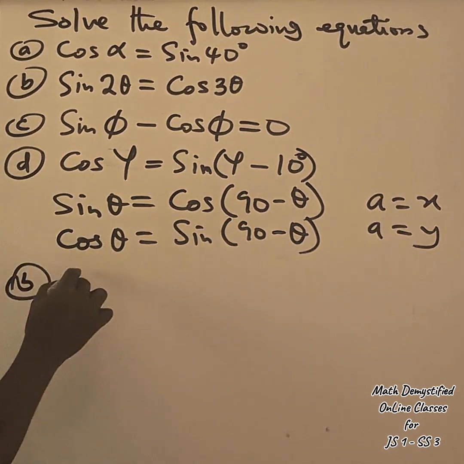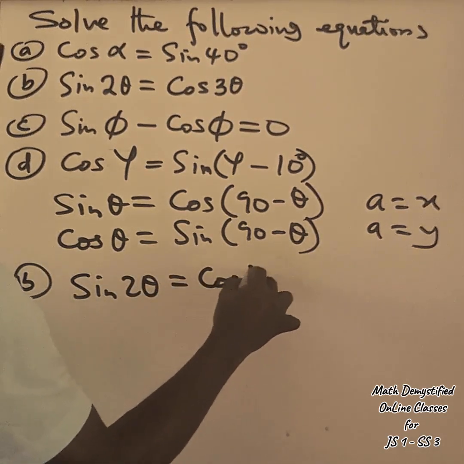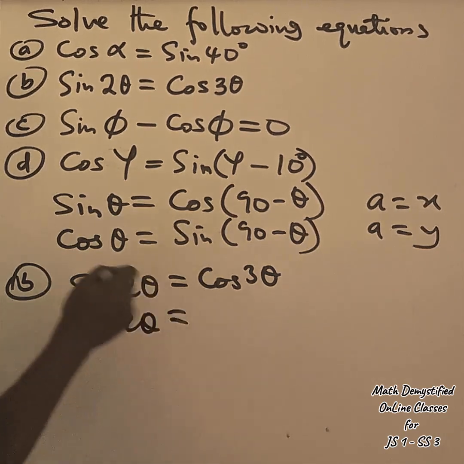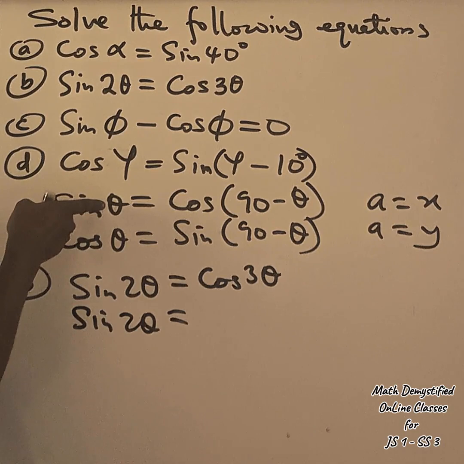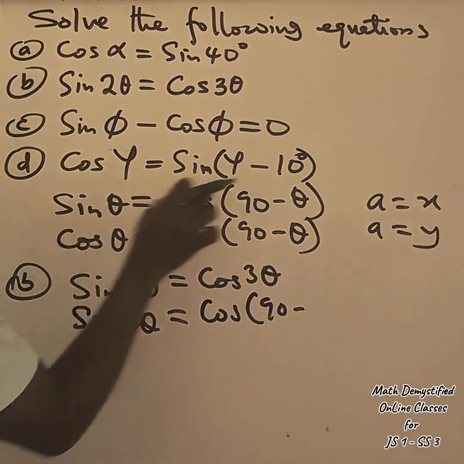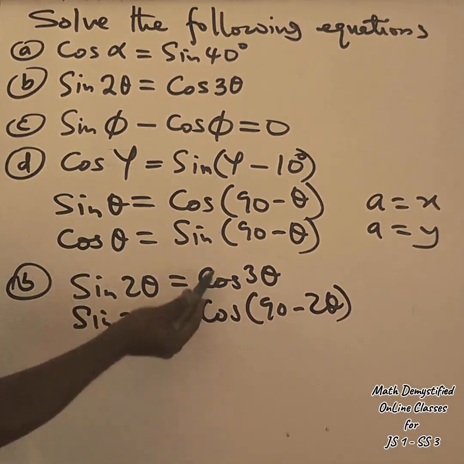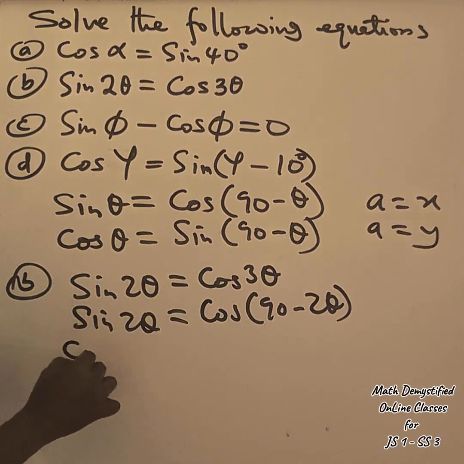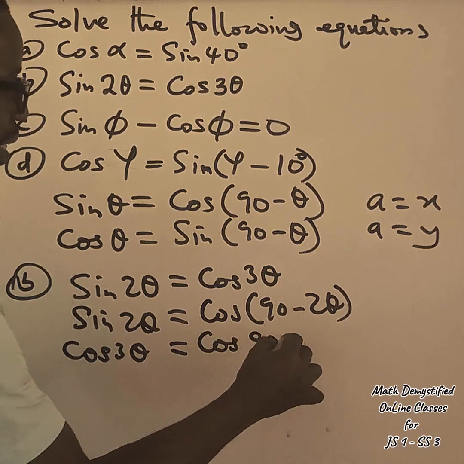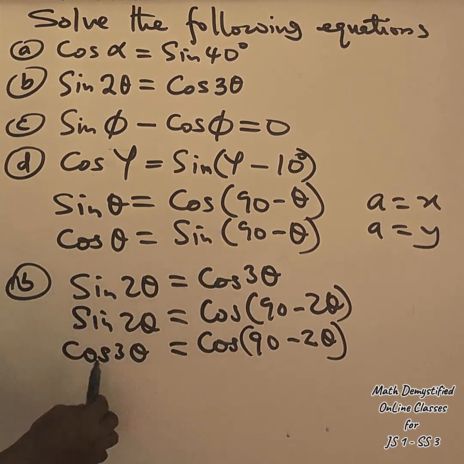All right, here we have sine 2 theta equal to cos 3 theta. Like I said, keep one side. So you have sine 2 theta. We write it to suit this, so I'm having 2 theta here. So this side is supposed to be cos 90 minus whatever I have here, which is 2 theta in this case. All right, so these are the same. So I'm going to equate this, and I'm going to have cos 3 theta equal to cos 90 minus 2 theta. Equate this side, and that's what we have done.